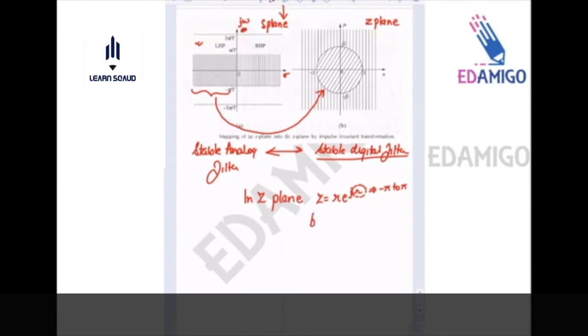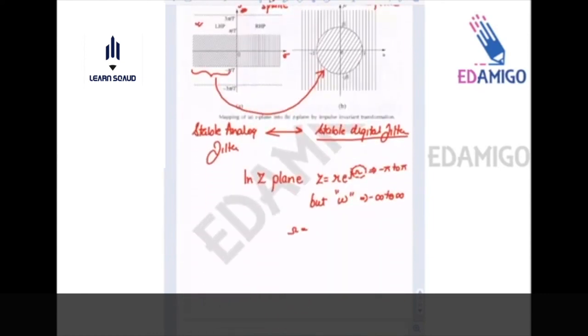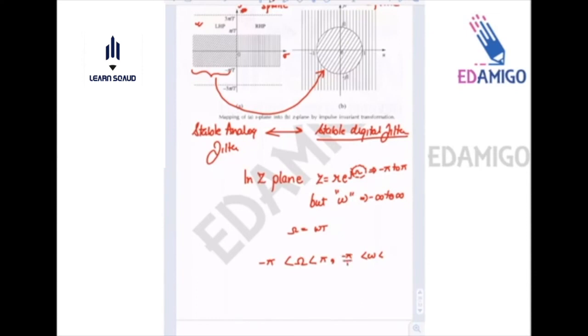But omega, that is the continuous frequency, is from minus infinity to infinity. So if I see the mapping, then sigma that we got is equal to omega T. One very important point is that sigma, that is the digital frequency, will be from minus pi to pi when omega is between minus pi by capital T to pi by capital T.